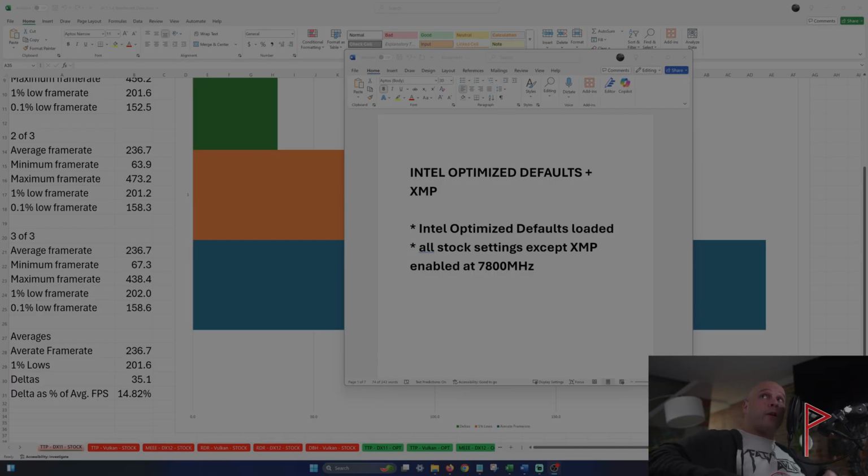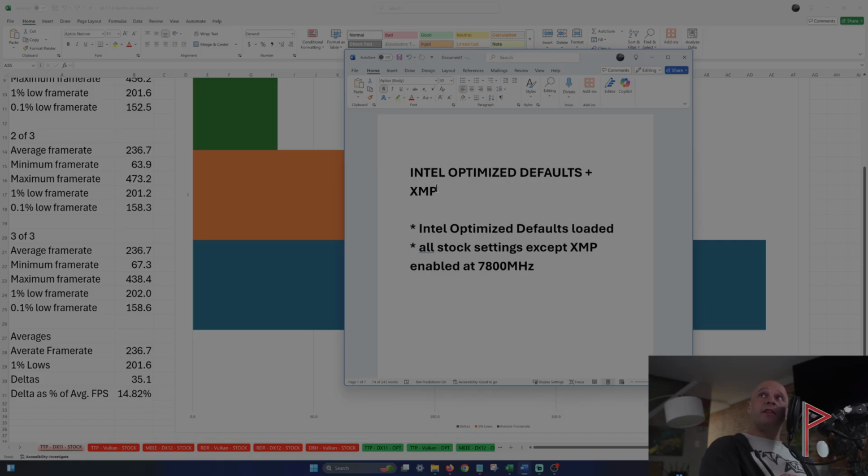So first of all, a quick note about the graphics settings. There's nothing extraordinary to note here. Basically, where DLSS was an option, it was left off. Where ray tracing was an option, it was left off. The graphics settings were tuned to approach native resolution as closely as possible. This is the set of benchmarks I'm going to show you right now running on this configuration: Intel optimized defaults plus XMP only. All stock settings except for XMP enabled at 7800 megahertz.